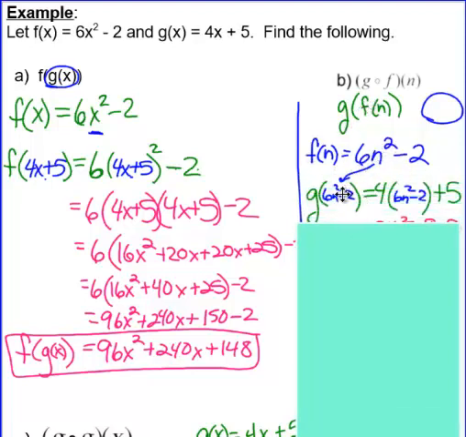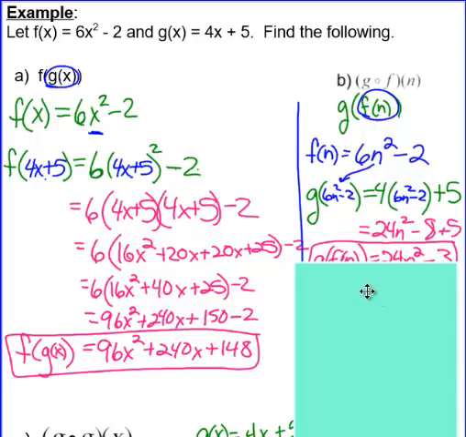Then I plug the f function into the g function because it's inside the parentheses. That's what it's doing. So since the f of n is inside the parentheses here, I put it inside the parentheses there. And then I put it wherever I see an x in the g expression. Then evaluate. So I distribute the 4, combine like terms at the end. -8 plus 5 gives me -3. So this is our equation.